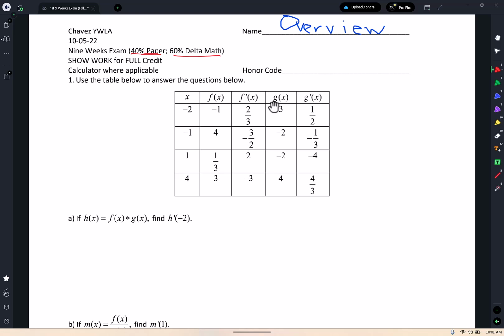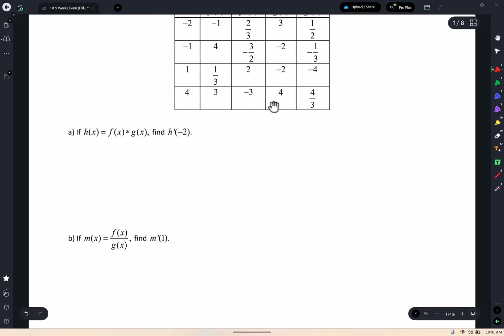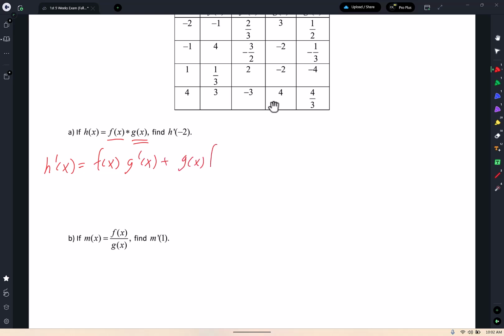All right, here we go. First one, guys. Guys, focus. It says h of x equals f of x times g of x. What rule do I got to use to find h prime of negative 2? Product rule. So here we go. H prime of x equals first times derivative of the second plus second times derivative of the first.